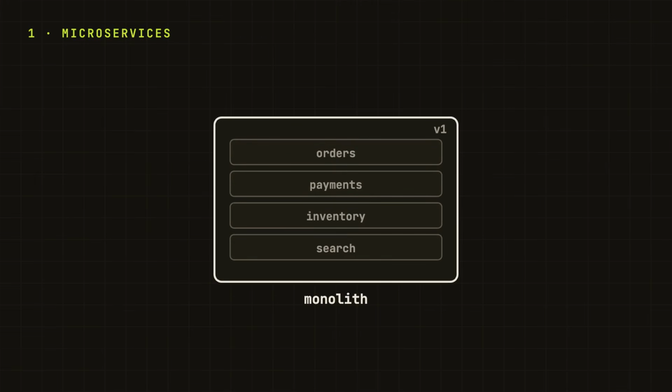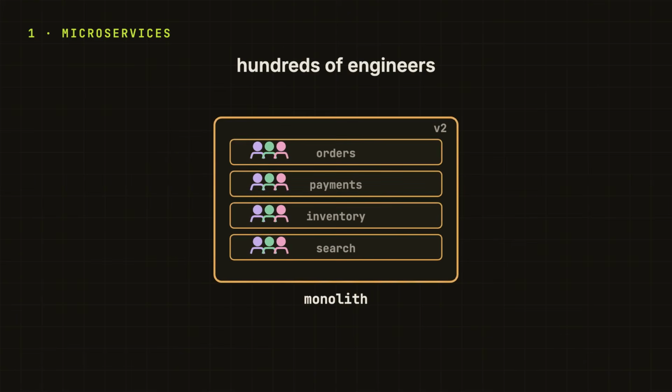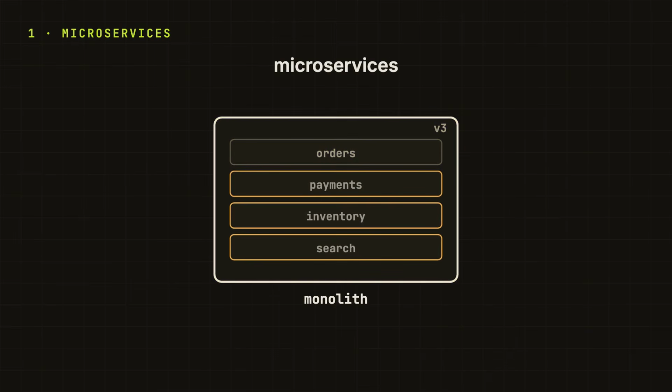Okay, so far our entire store is one big program. All the code, orders, payments, products in one place. We call that a monolith. And honestly, a monolith is great when you are small. Everything is simple, in one place, easy to run. But as the company grows to hundreds of engineers, that one program becomes a problem. So many teams are all editing the same code, getting in each other's way, and every tiny change means redeploying the whole thing. So the fix is microservices.